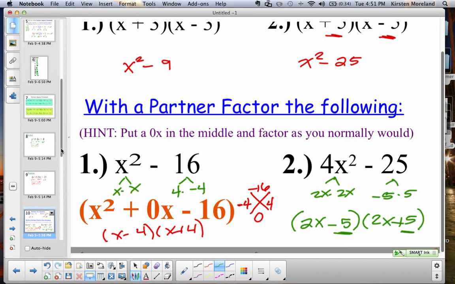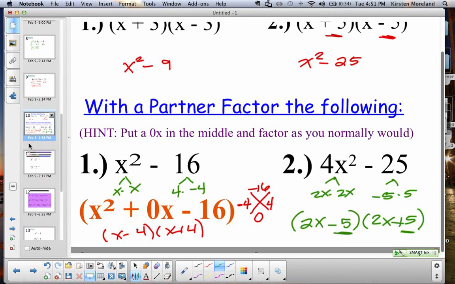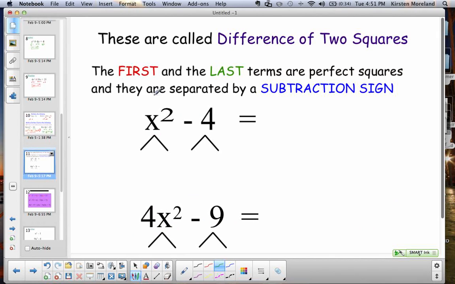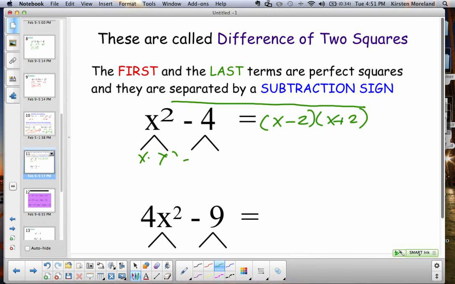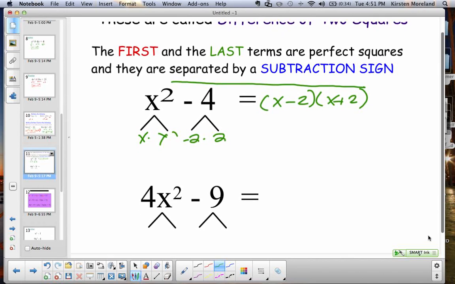So the shortcut for this is the first and last terms are perfect squares, and the key is they have to be separated by a subtraction sign. So x squared minus 4 can be factored to x minus 2, x plus 2, because x squared is x times x, and negative 4 is negative 2 times positive 2. Pause the video and see if you can factor this one.